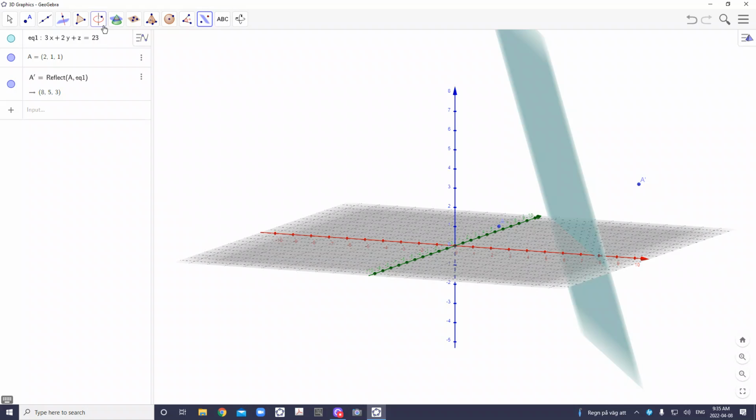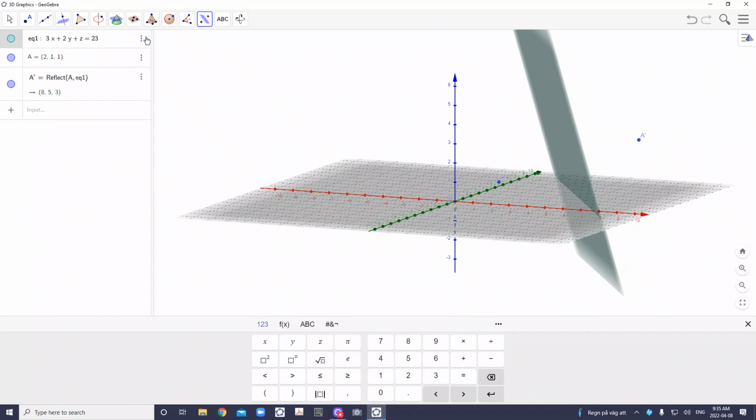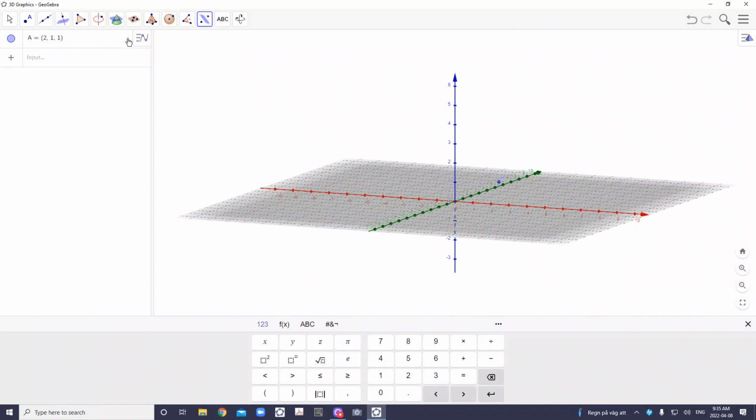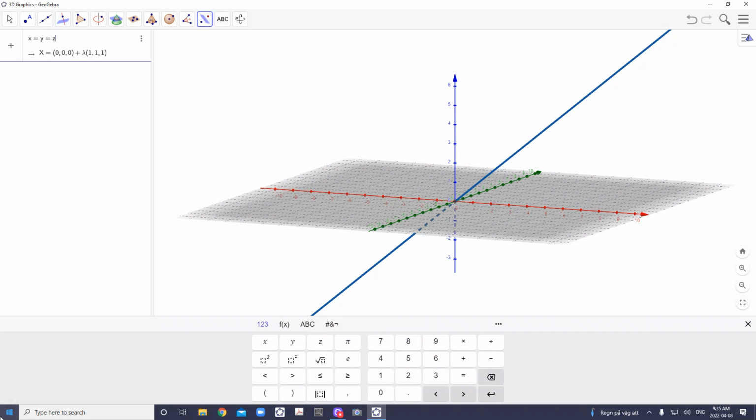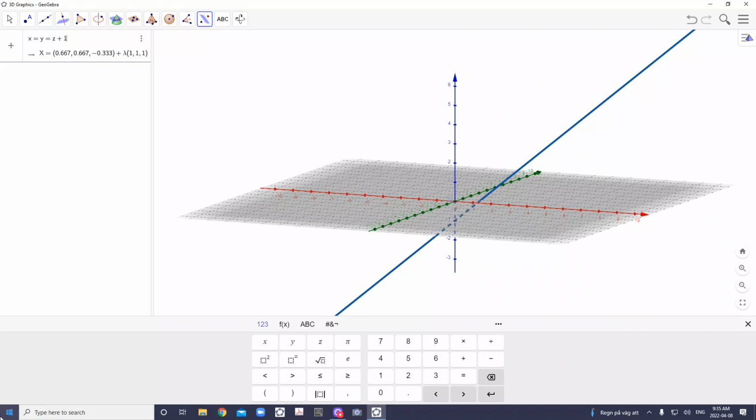Okay, so for example here, I can get rid of all of these. And then of course I want you to read me, what was the line? So x equals y equals... I hope GeoGebra understands how to act here. So x equals y, equals z plus 1. Yes, it realizes. Okay, so it's smarter than I thought. Okay, so this is your line.